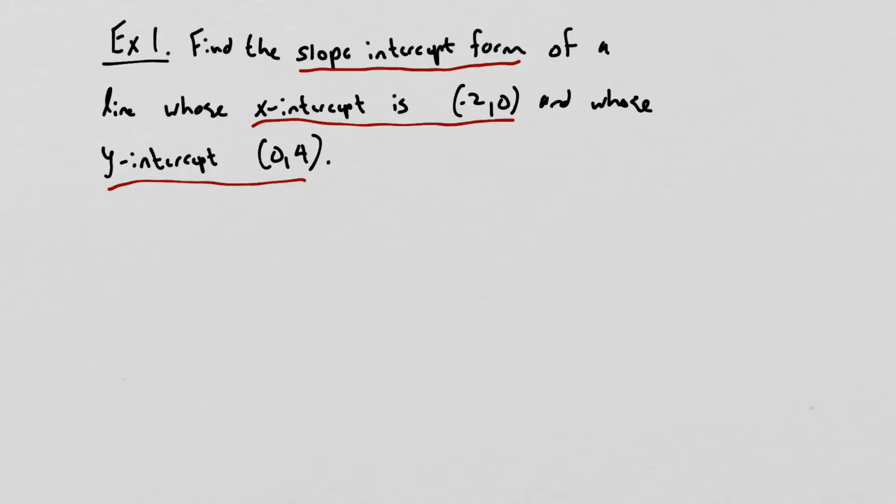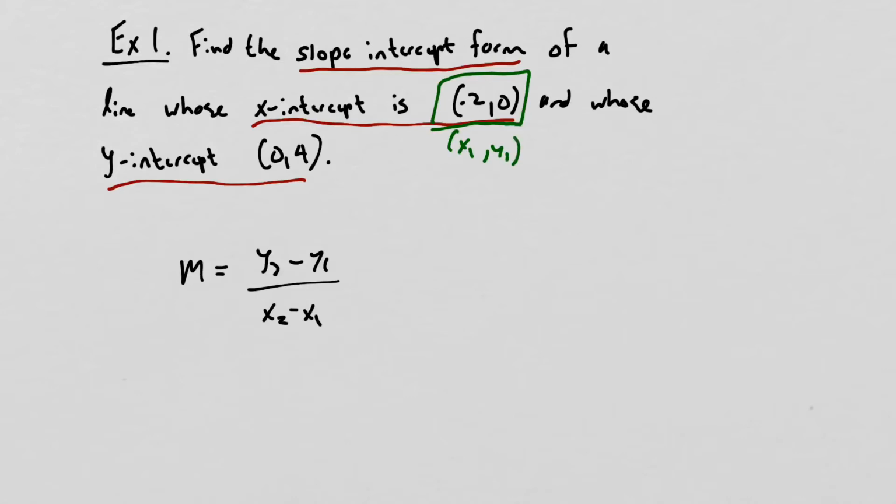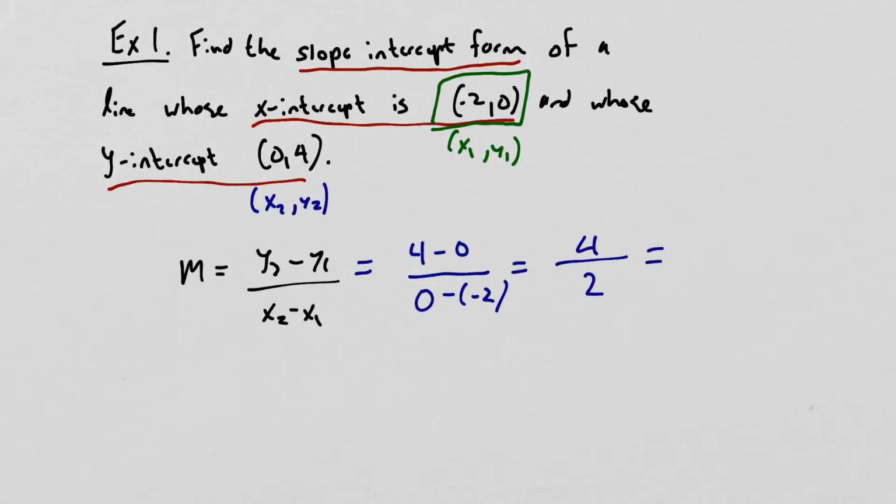First, let's find slope. Slope is given by m is equal to (y2 minus y1) divided by (x2 minus x1). Here, we'll let the x-intercept be our x1, y1, and we'll let our y-intercept be our x2, y2. Plugging this in, we'll get (4 minus 0) divided by (0 minus -2). Simplifying, we see 4 remains on top, and on the bottom we get a 2. So this is going to be equal to 2.